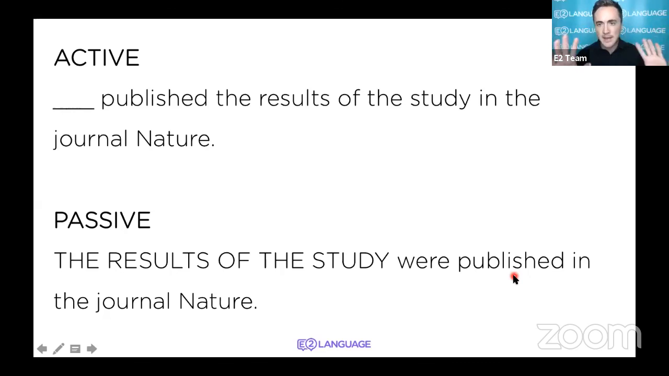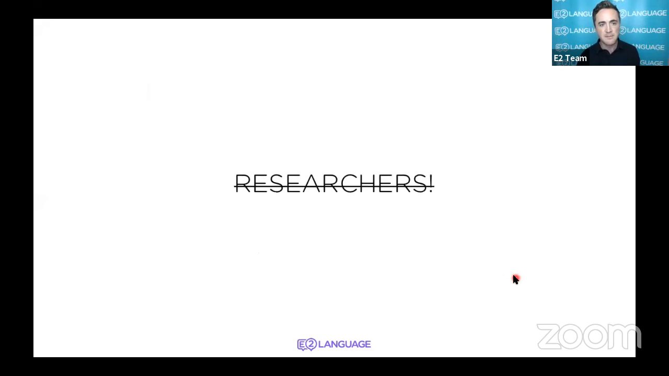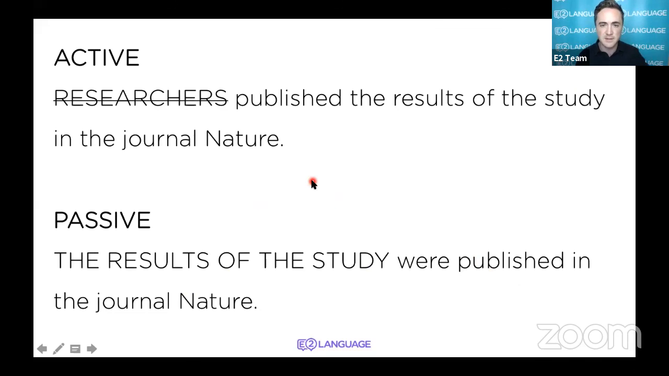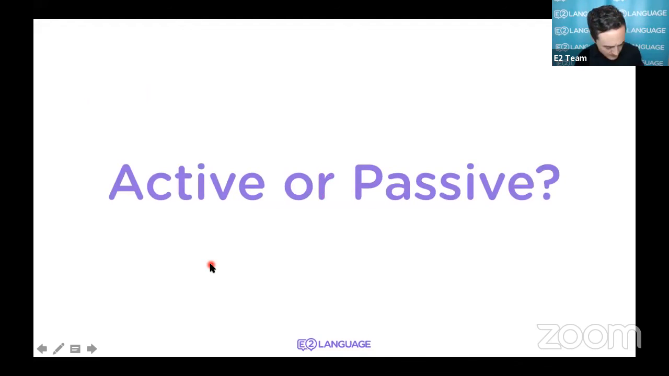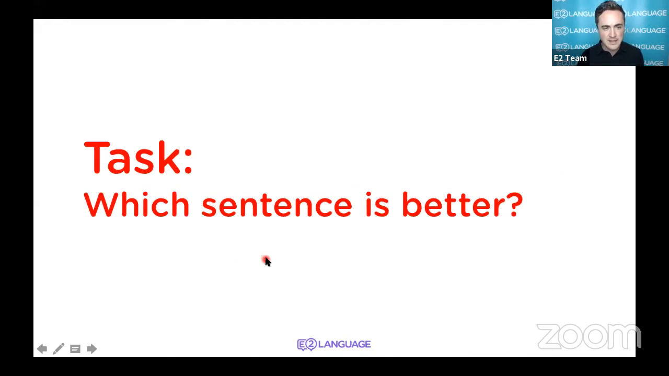So in the second passive sentence, it doesn't even tell us who published it. Why? Because we don't care. It's not important. It's irrelevant. Maybe it was researchers. Researchers published the results, but it's unimportant. So we just turn it into a passive sentence. So, cool. Active or passive? Now let's go a step further, because it's up to you whether you write an active or a passive sentence, and it depends on what you're trying to say.